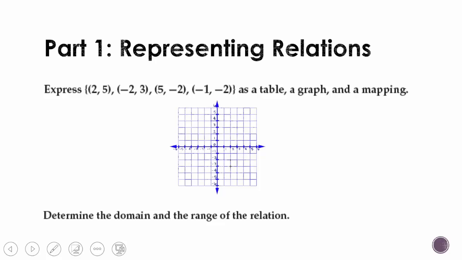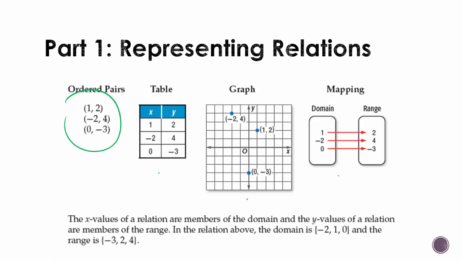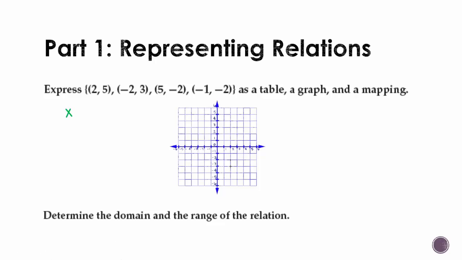So we have (2, 5), (-2, 3), (5, -2), and (-1, -2). The table is always the easiest, and in a table we always do the x values first and then our y values. We basically just copy down the points but put them across from each other in a table. So the first one's at 2, 5, the next one's at -2, 3, and we have 5, -2, and then -1, -2. Now with this, sometimes it makes sense to order them, so we usually order by the x values, smallest to largest, but you don't have to.